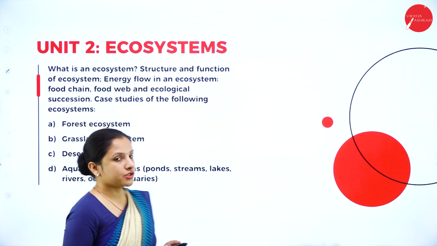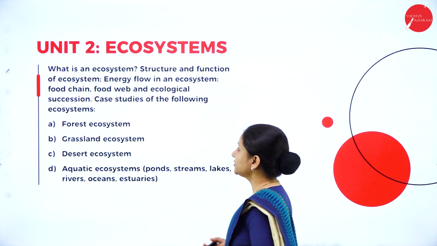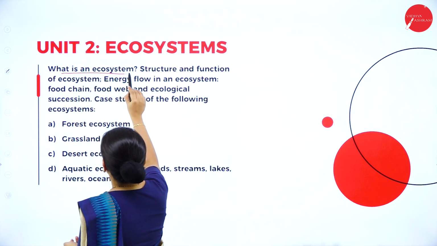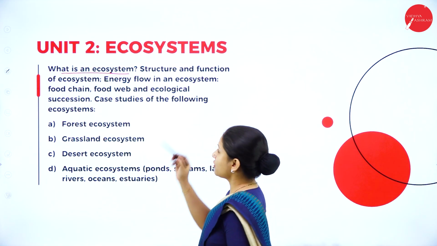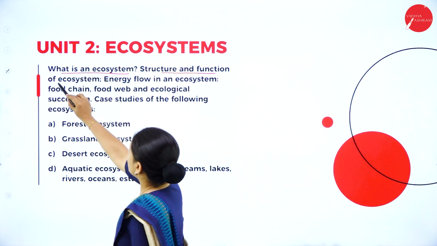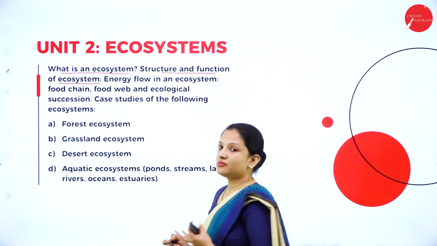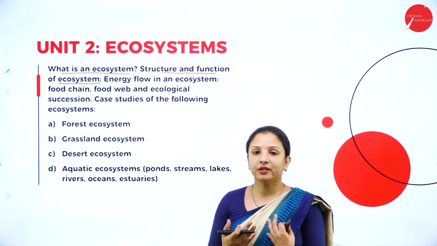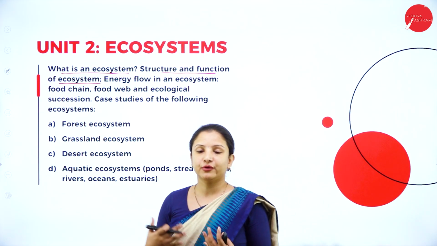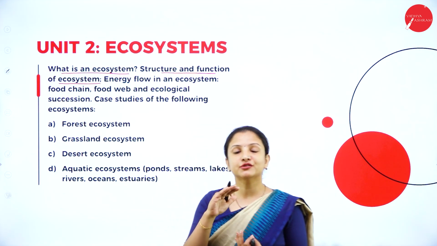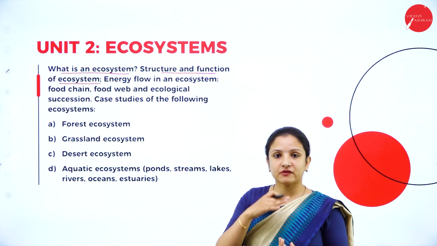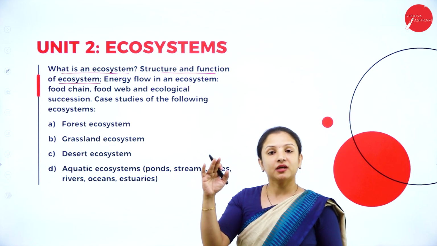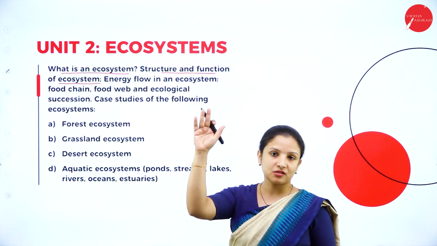So moving to unit 2, it is about ecosystems. So what is an ecosystem is what you learn, and the structure and the function of the ecosystem. So talking about the function of the ecosystem, in the ecosystem energy flows take place, right? Say for example, there is the food chain and the food web. So in the food chain and the food web, there are various trophic levels wherein we have the producers, the consumers, then come the primary consumers, the secondary consumers, the tertiary consumers.